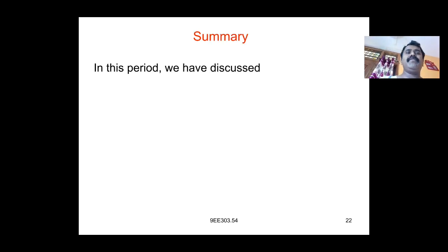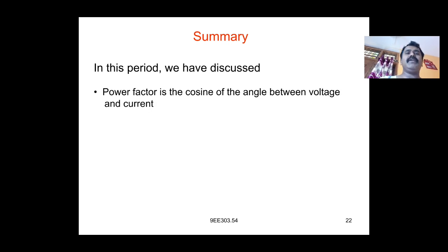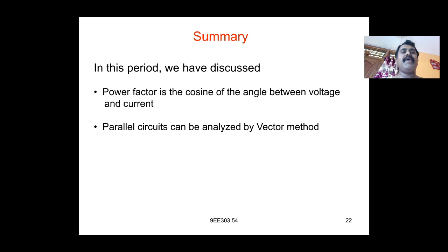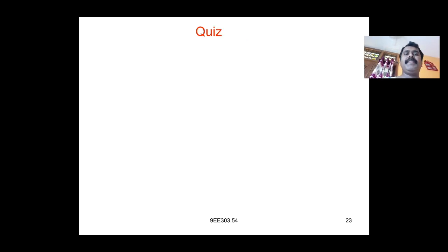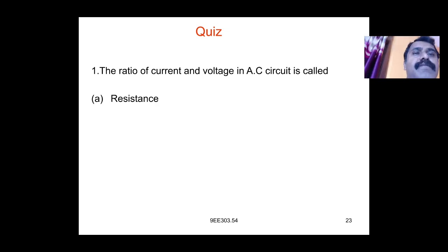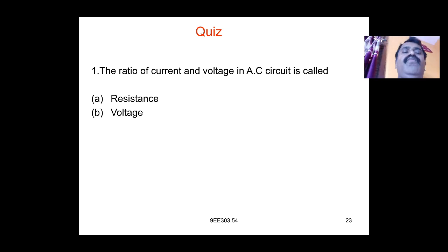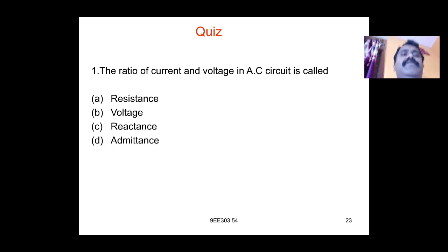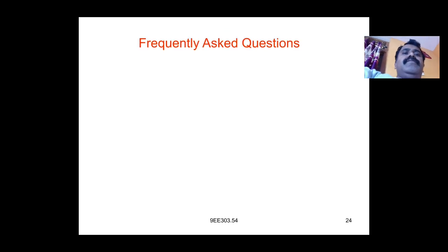Summary: in this period we have discussed power factor is the cosine of the angle between the voltage and the current. Parallel circuits can be analyzed by the vector method. So the ratio of the current and the voltage of an AC circuit is called the admittance, and the voltage, resistance and reactance are related to it. We can say it is nothing but the admittance here.